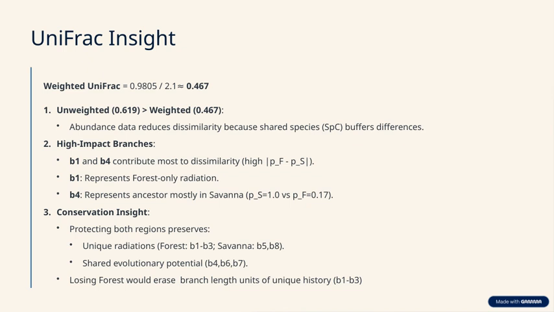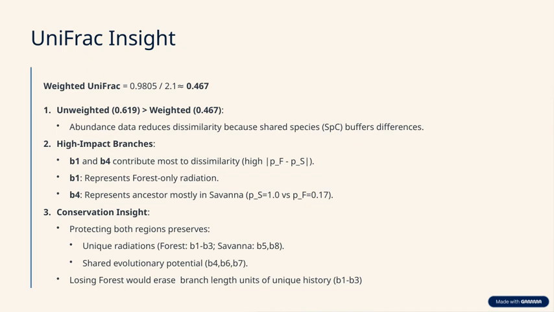This brings us to a conservation perspective. Protecting both regions isn't just about preserving current biodiversity, it's about safeguarding the evolutionary history embedded in these branches. For example, the unique radiations in the forest, branches B1 through B3, and those in the savanna, like B5 and B8, are irreplaceable. Additionally, some branches like B4, B6, and B7 represent shared evolutionary potential, meaning they are important for future diversification.